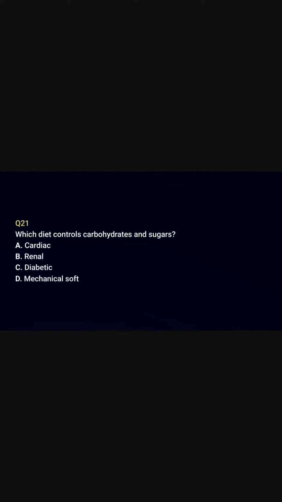Question 21. Which diet controls carbohydrates and sugars? Is it A, cardiac, B, renal, C, diabetic, or D, mechanical soft?